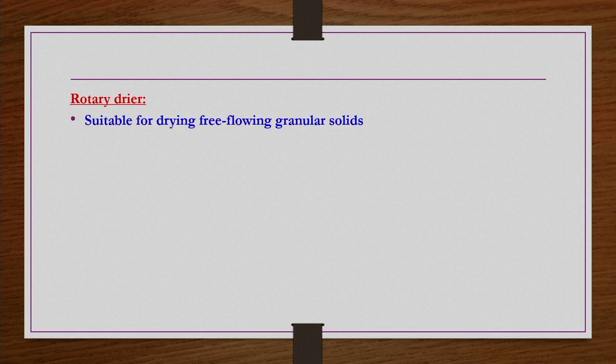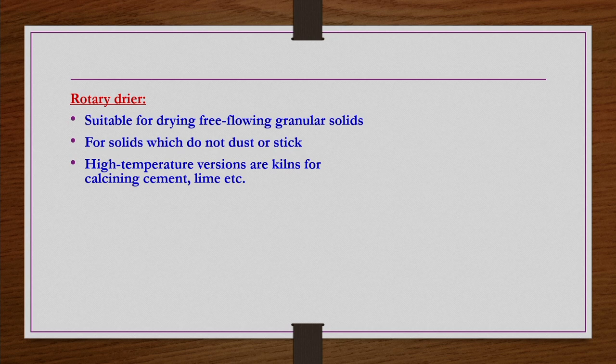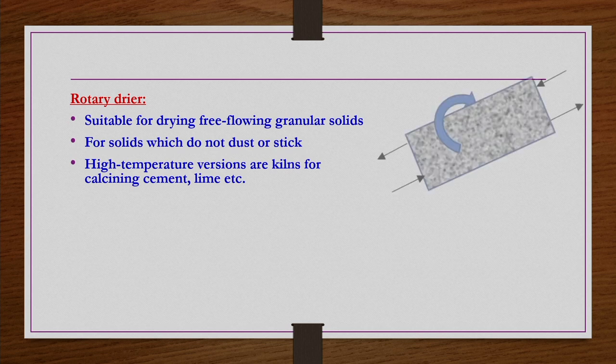Then rotary dryers are suitable for drying free-flowing granular solids, for solids which do not dust or stick. High temperature versions are kilns for calcining cement, lime, etc. They are very common in organic chemical industries. So, a pictorial representation is given here.